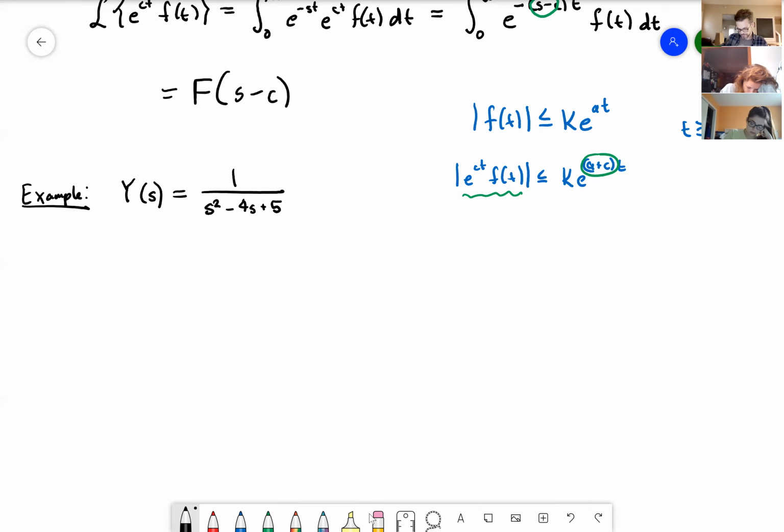Now, if we try to factor this thing and use partial fraction decomposition, we end up with some complex numbers. Maybe that's not so bad, but we can actually get around having to do that by using this shifting of the Laplace transform.